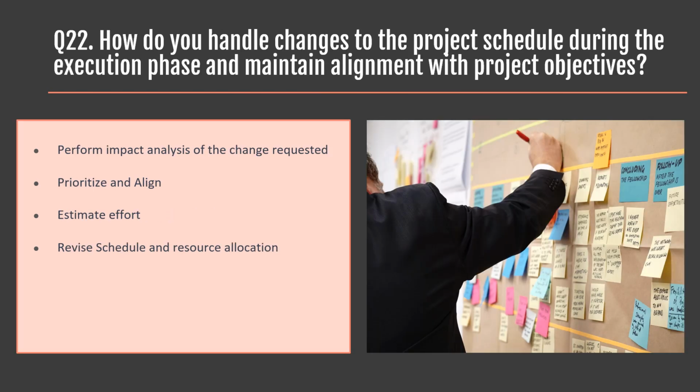Number 22. How do you handle changes to the project schedule during the execution phase and maintain alignment with the project objectives? In case you want to handle changes to the project schedule, first assess the impact of the change requested. When Jane proposed addition of a loyalty point system after the development had already begun, Mary assessed the impact it can have on the project delivery, time and budget.